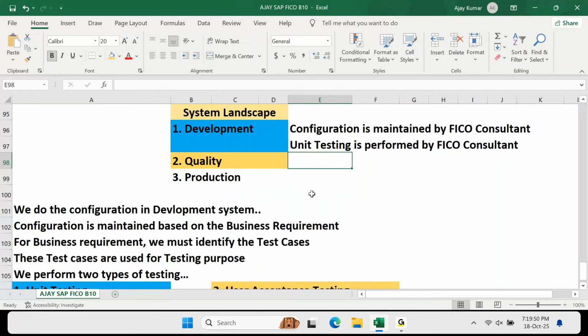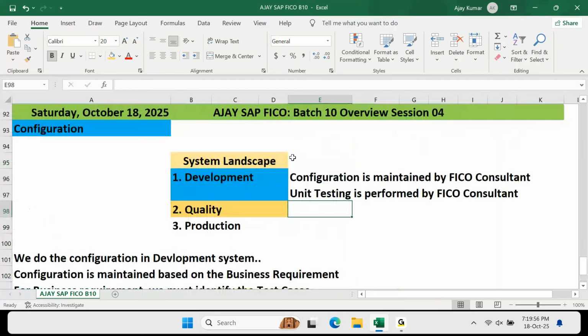That configuration, that practice, that preparation, that learning will not help you tomorrow when you're in the market. Now, before you think about configuration, there is something called business requirement, along with the business test cases. Only then go to the development system, do the configuration, and make sure your config is working fine by performing unit testing. Are these points at least at a very high level understood or not?